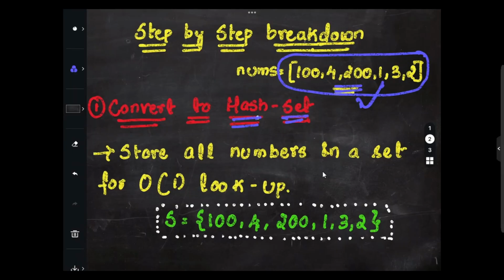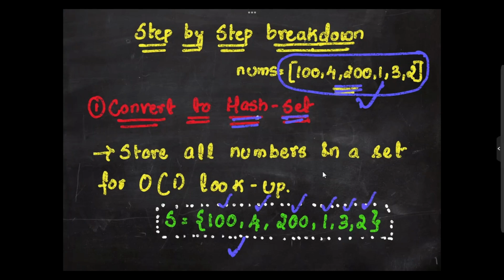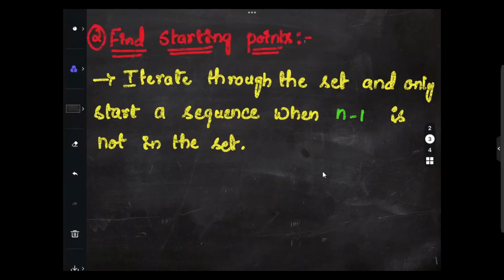For each element, we are storing all the numbers in a set for the Big O of one lookup. So overall, the time complexity and the space complexity both will be, in the worst case, Big O of n, right? So S equals 100, 4, 200, 1, 3, 2, individual numbers. We are saving these. Let's move on with the second step here.